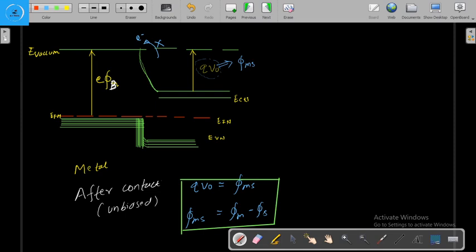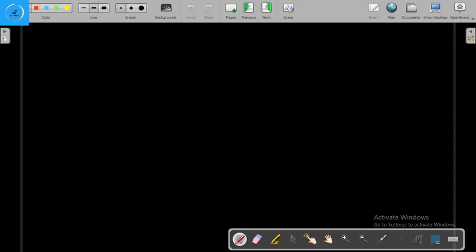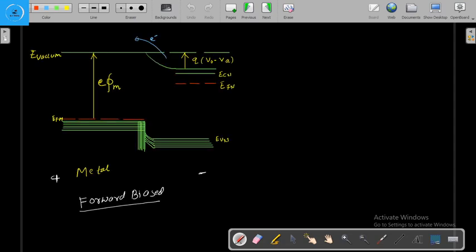Now let us see what happened when we are applying the forward bias. Let us see. This is the metal.